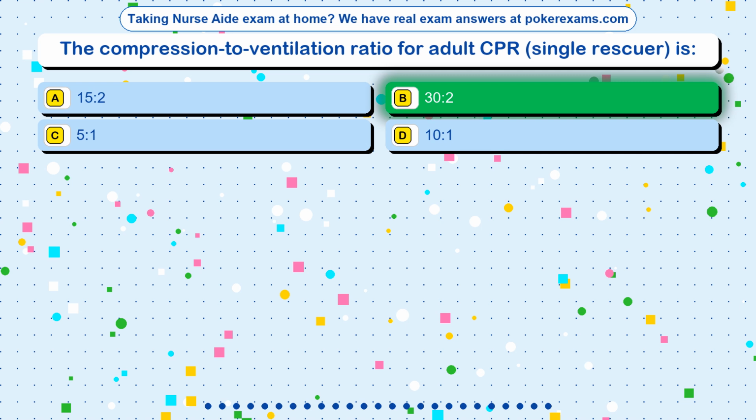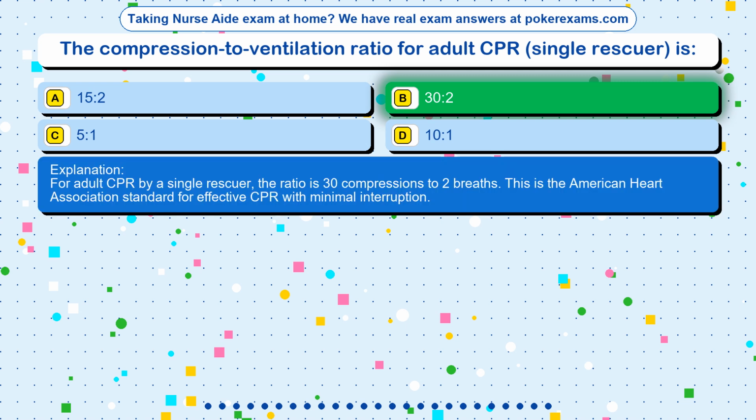The correct answer is option B, 30:2. For adult CPR by a single rescuer, the ratio is 30 compressions to 2 breaths. This is the American Heart Association standard for effective CPR with minimal interruption.